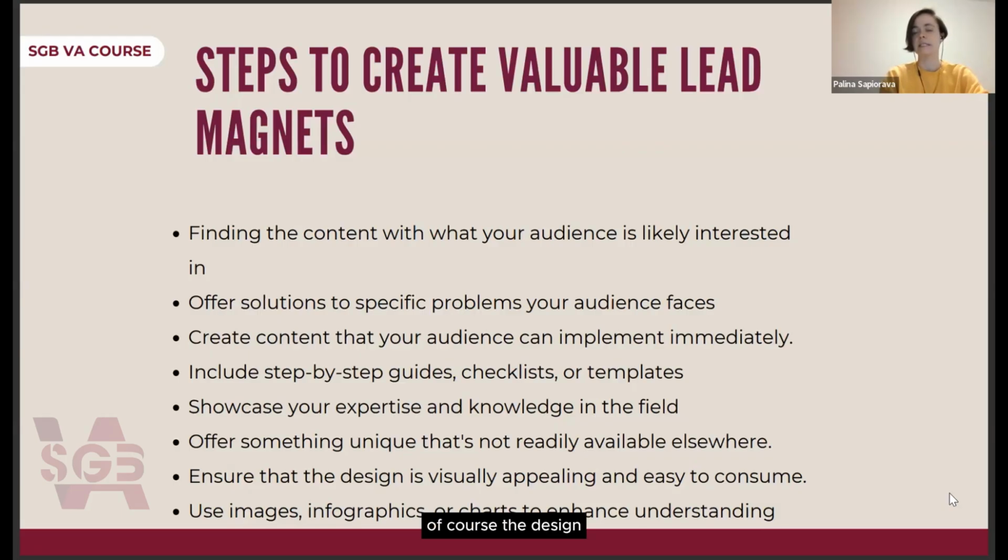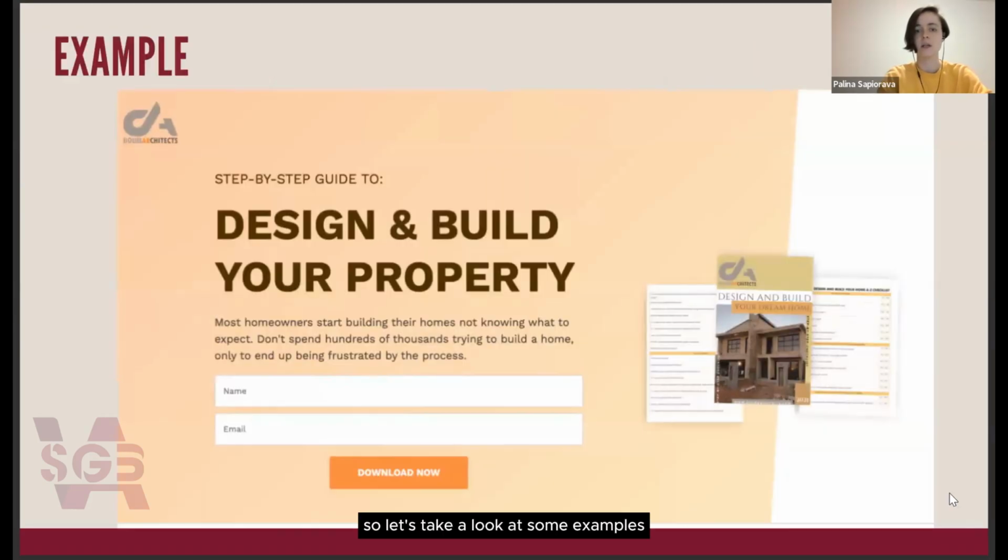Of course, the design is very important when it comes to lead magnets because they aren't usually very long. So you should attract the lead by, of course, choosing the right design. And lead magnets often use different images or infographics, anything that can be seen and perceived. So let's take a look at some examples.